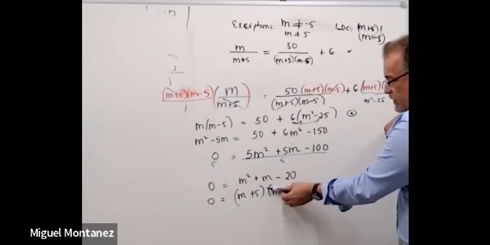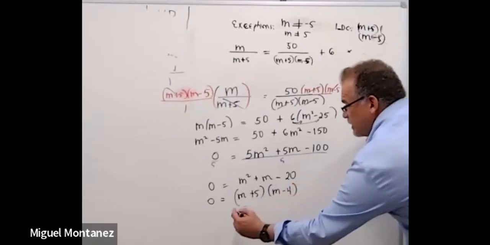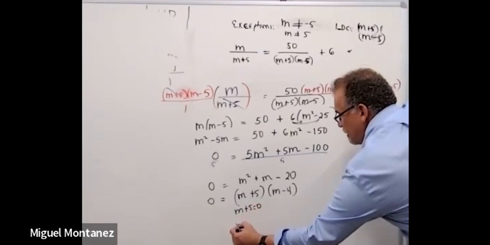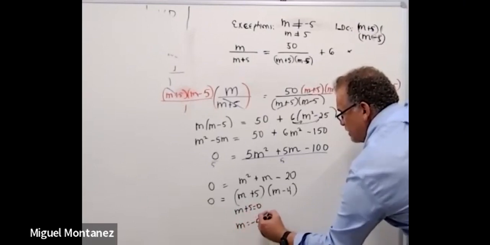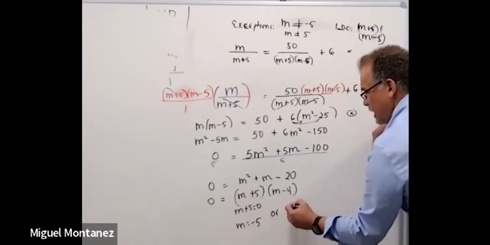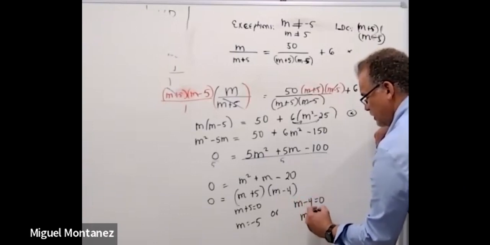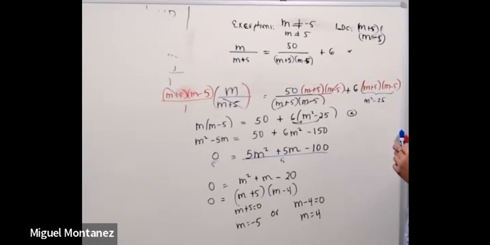Zero property factor. So when m plus 5 equals 0, how much is m? Negative 5, right? So m plus 5 equals 0, m equals negative 5, or when m minus 4 equals 0, m equals 4. So we are very happy because we found two solutions. Yay! No, let's not celebrate.